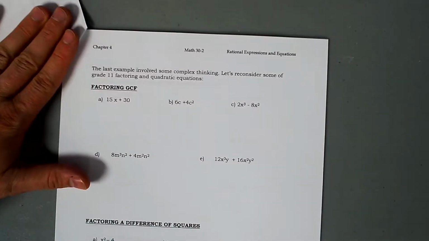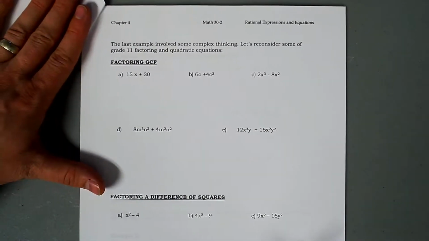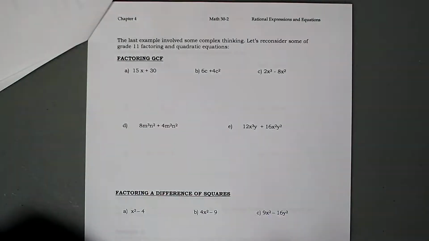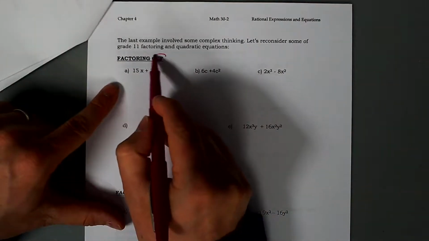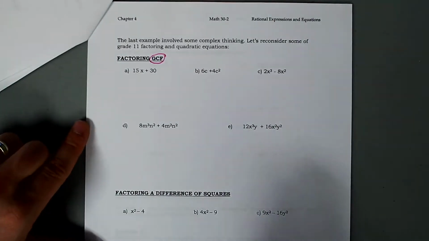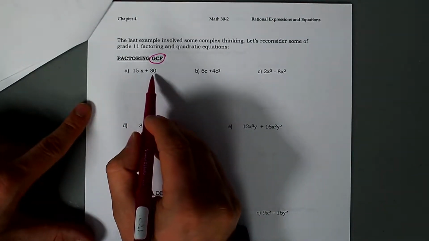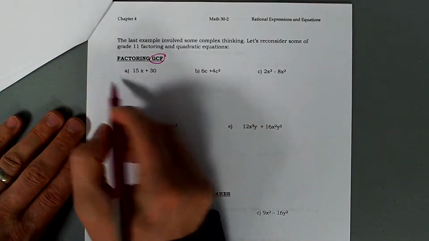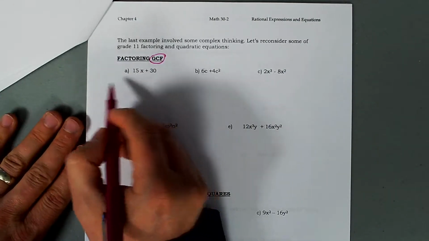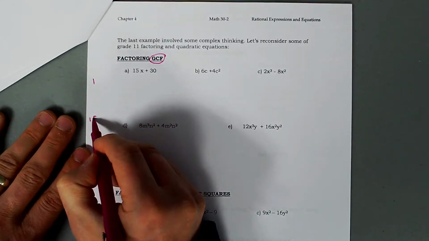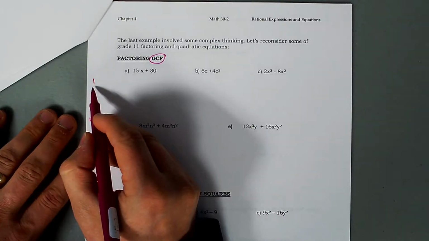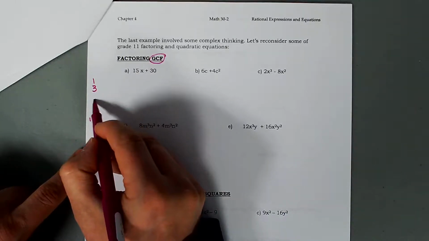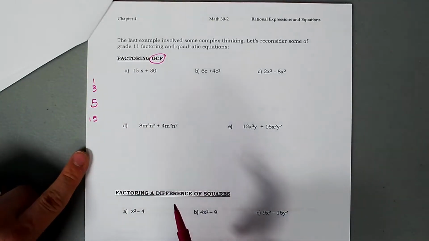So the last example involved some complex thinking. There was some factoring to do. Let's consider some grade 11 factoring and quadratic equation techniques. Factoring out a greatest common factor is one key way of factoring. We have to look at the 15 and the 30 and say, we're going to take out something that's common between them. Now, if you need to go back and say, what are the numbers that could multiply together to make 15? It's a 1 times a 15. It's a 2 times something. Does that make 15? No. A 3 times 5 makes a 15. And there's actually nothing else.